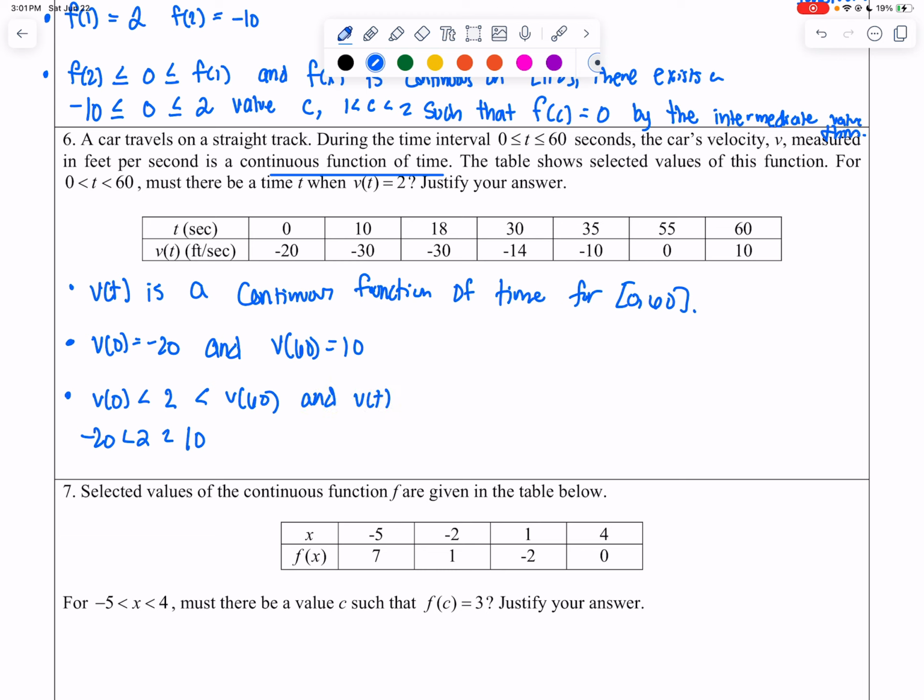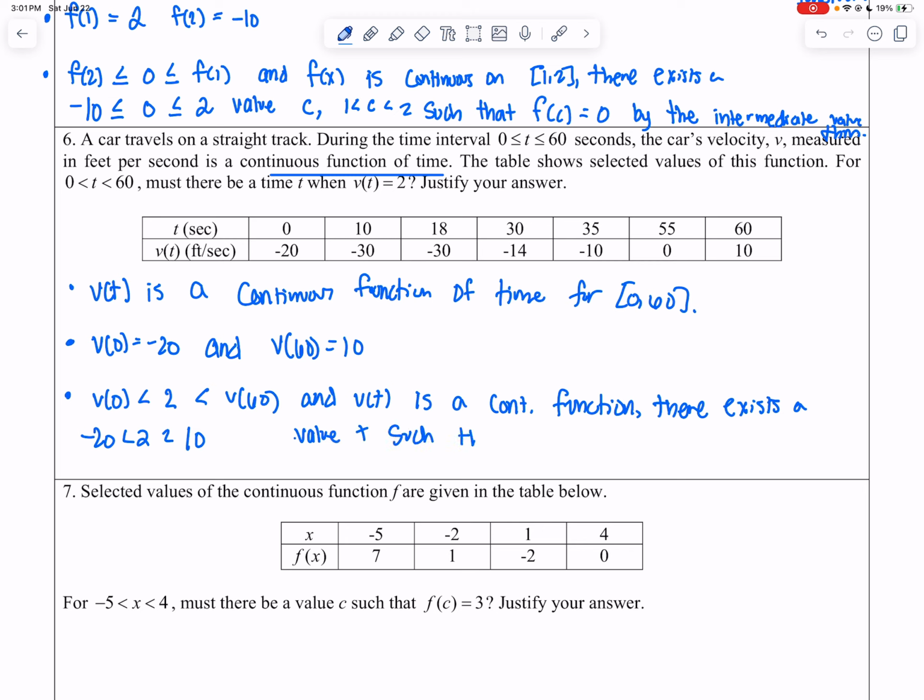And v of t is a continuous function. There exists a value t such that t is between 0 and 60, such that v of t is equal to 2 by IVT.